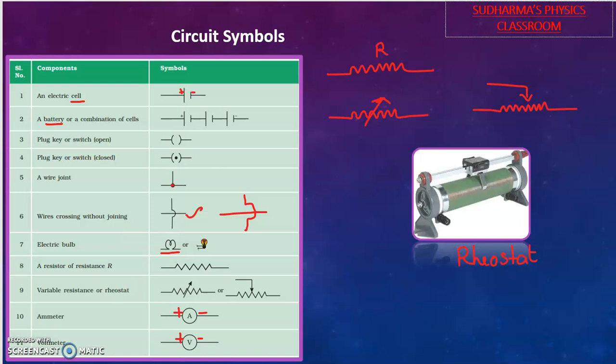So already in the previous discussions we have seen how an ammeter should be connected. Ammeter should be connected in series with the circuit, and voltmeter should be connected in parallel to the circuit. These things are very important.